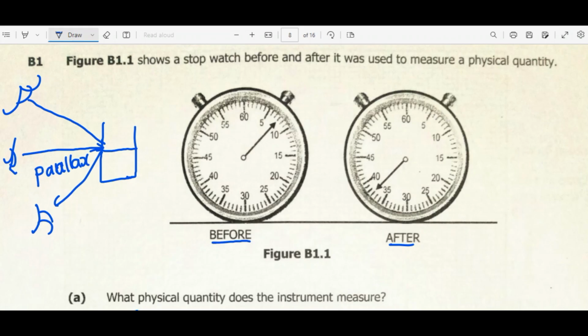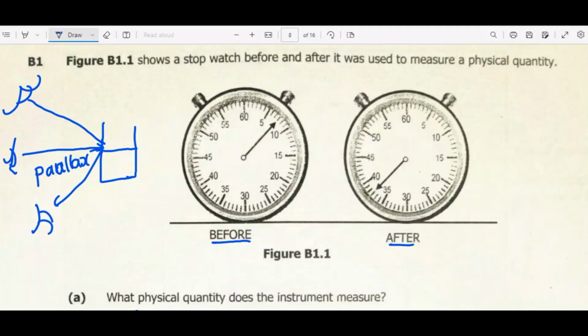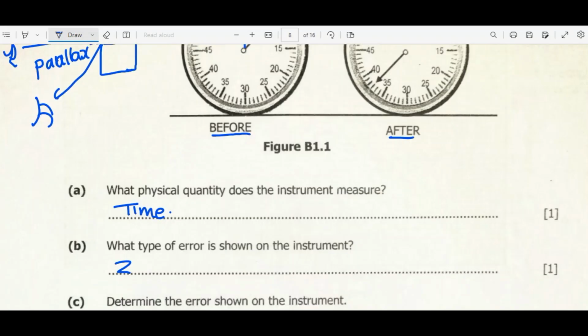Now, the error that we are dealing with here, if you look at the question, is what type of error is shown on the instrument. So if you look at the instrument, what was the error from this instrument? So the error is that before the readings, this arrow was supposed to point at this point. So we were expected to have the 0. So that was the error that was here. So it simply means that there were some readings before the experiment was done, or before the quantity was measured. So the answer that we are going to put at this point is 0 error.